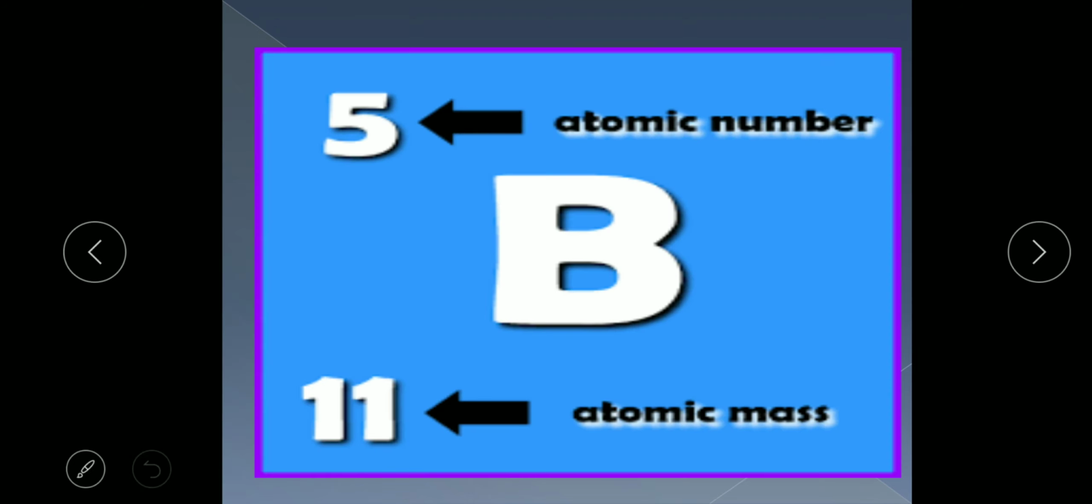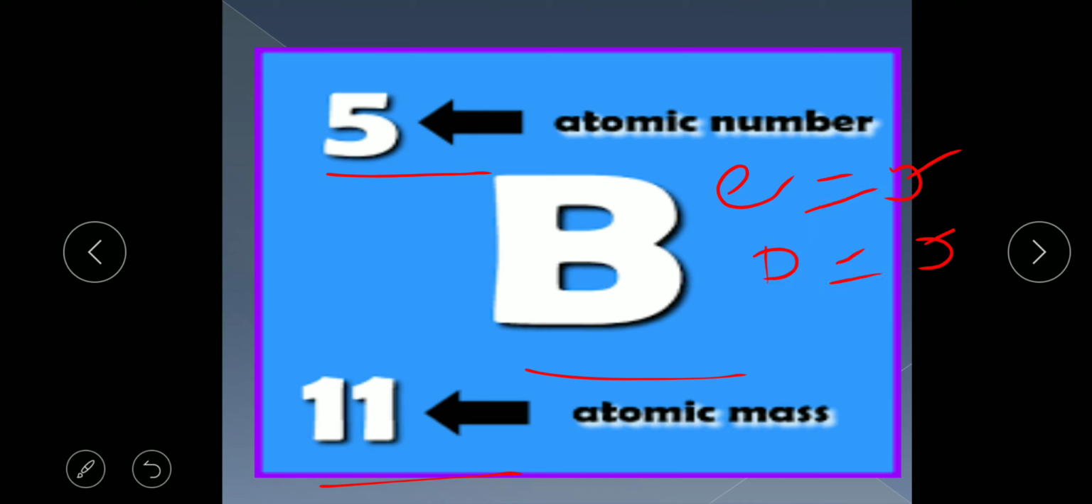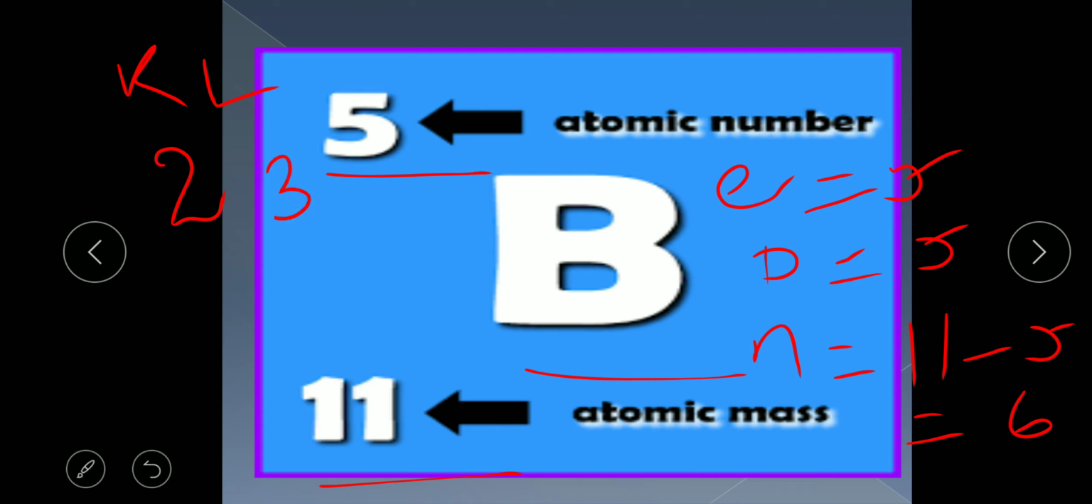Okay. Next is boron. Its atomic mass is 11. Its atomic number is 5. So number of electrons is 5. Number of protons is also 5. Number of neutrons is 11 minus 5, that is 6. Okay. Now what will be its electronic configuration? K shell, L shell. So the first shell will have 2 electrons, the second shell will have 3 electrons.